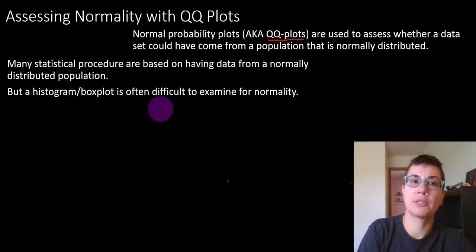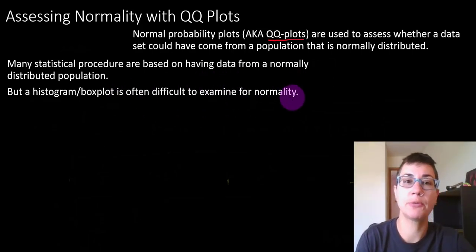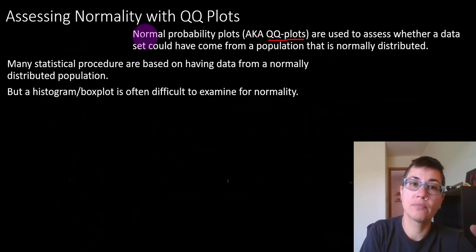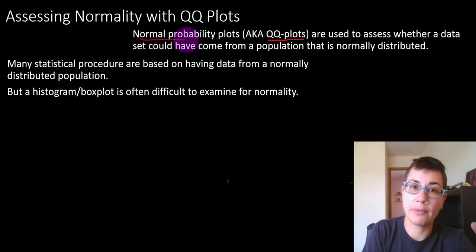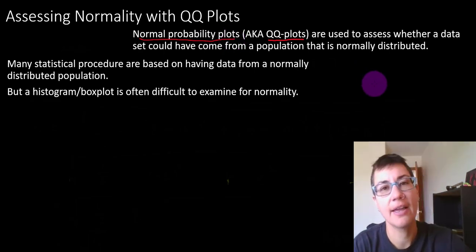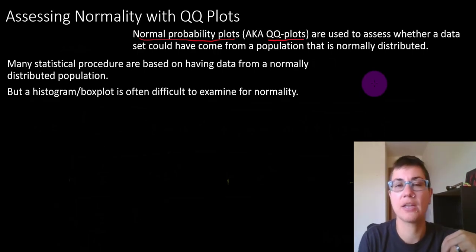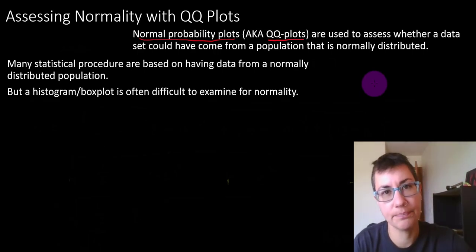You've maybe seen in our course, two different people might look at a distribution just slightly differently and qualify its shape a little differently. So a QQ plot, also known as a normal probability plot, is a tool that's a lot easier to look at to assess, could this data have come from a normally distributed population?